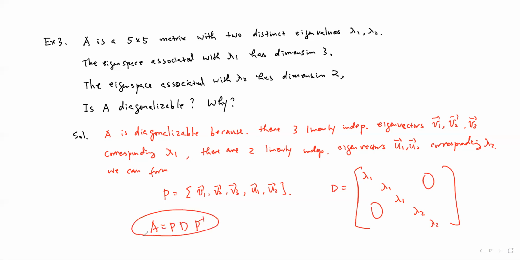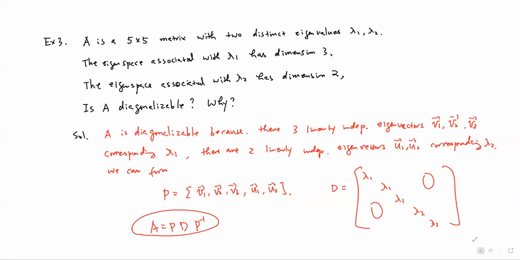So therefore, A is diagonalizable because we have a sufficient number of linearly independent eigenvectors, so we can form P. All right, this is topic 1.